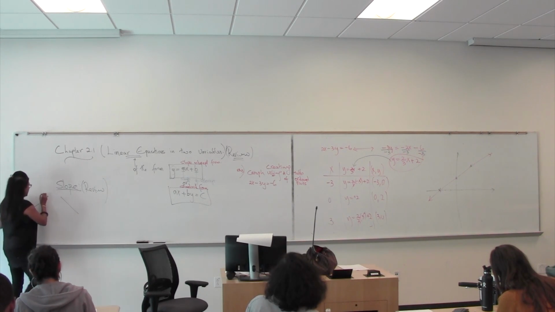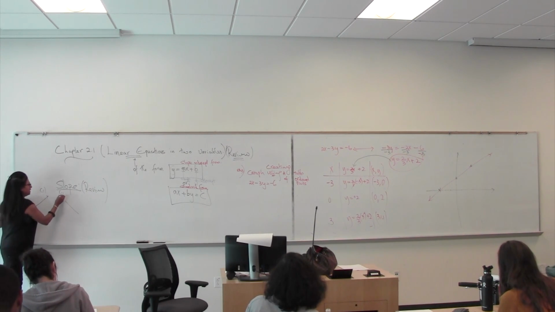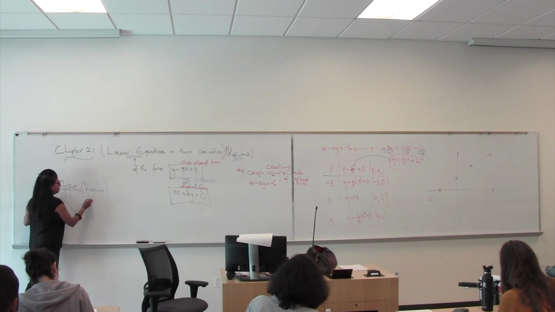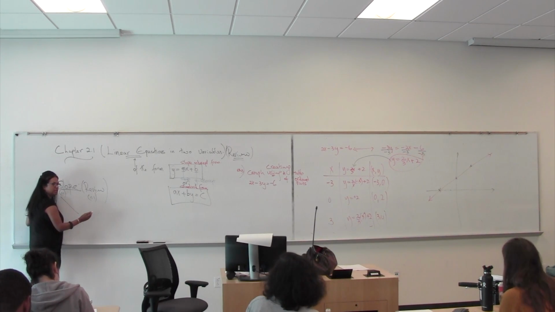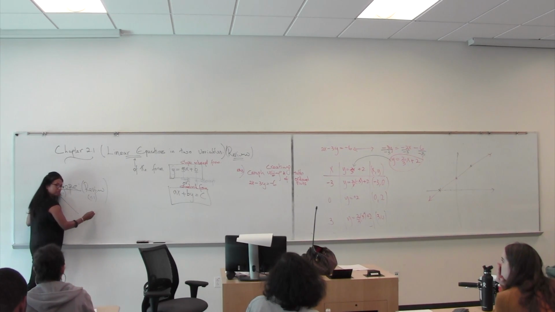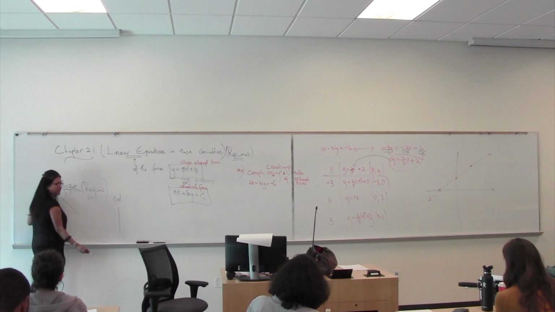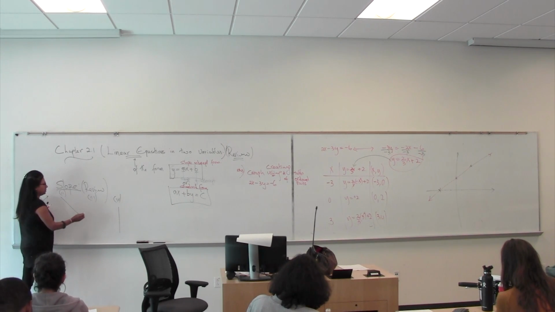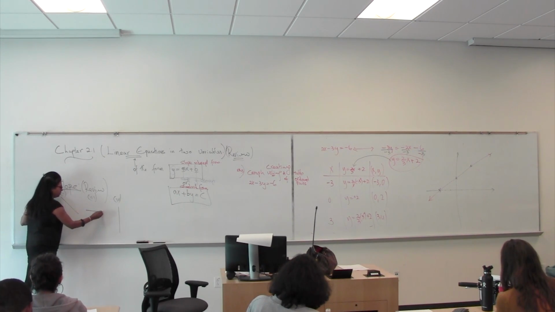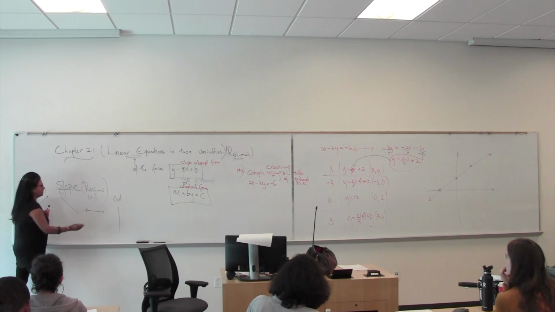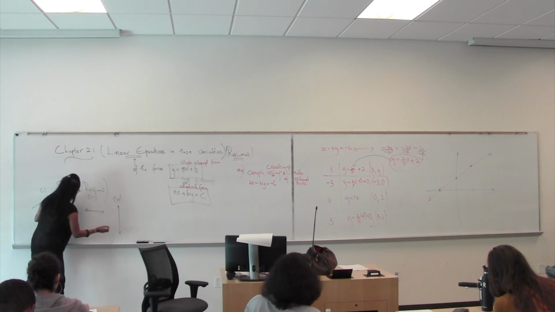Also, what's the other case we have? This is case 2. What's the other case we can have? Elizabeth? Vertical? Vertical line, very good. So the case we can have is a vertical line like this. What's the other case? Horizontal line, very good. So we have all these 4 cases of slope.